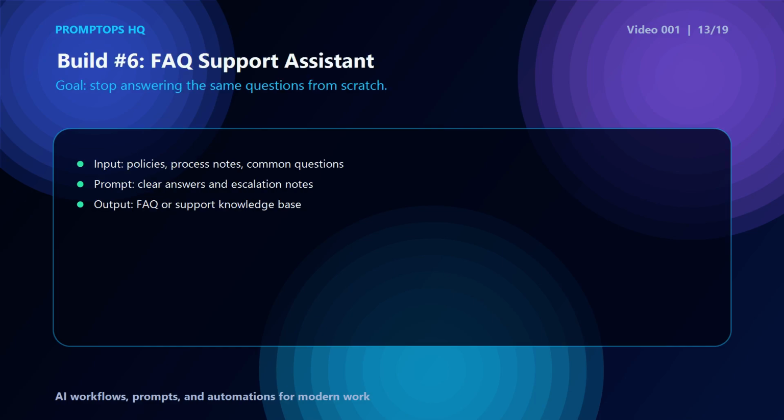Workflow 6 is a FAQ and support assistant. To build it, collect your policies, process notes, service descriptions, pricing notes, and the questions customers ask repeatedly. Ask AI to turn those notes into a clear FAQ. The output can go on your website, into email templates, or into a support document for your team.